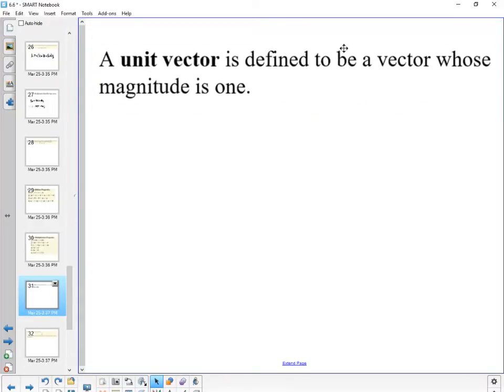Here's another vocab for you. A unit vector. A unit vector is defined to be a vector whose magnitude is 1.